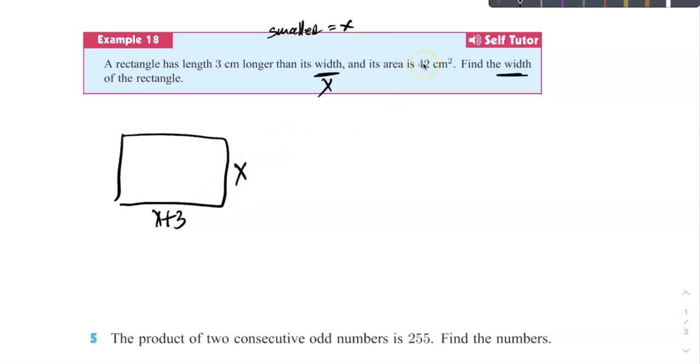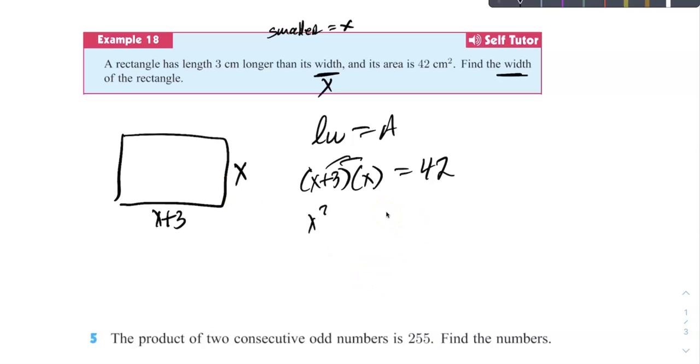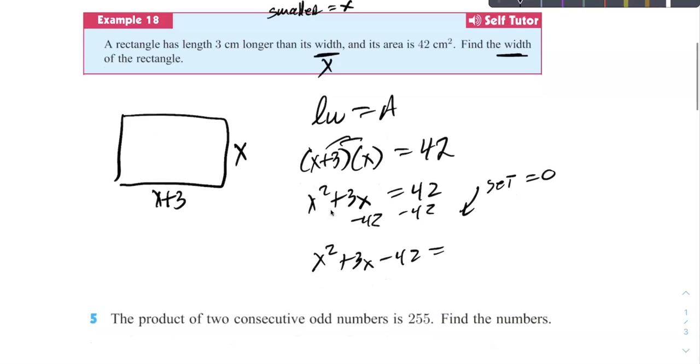Its area is 42. So you have to think, okay, how do I find the area of a rectangle? Well, it's length times width. So in this case, it's going to be x plus 3 times x equals 42. And all we have to do is solve this. So let's do some algebra. Distribute: x squared plus 3x equals 42. We have a quadratic equation, so we're going to set it equal to 0 and factor, or use the quadratic formula. So subtract 42 from both sides.